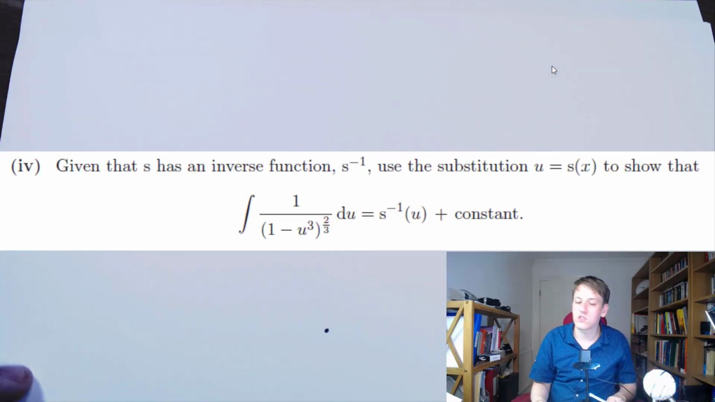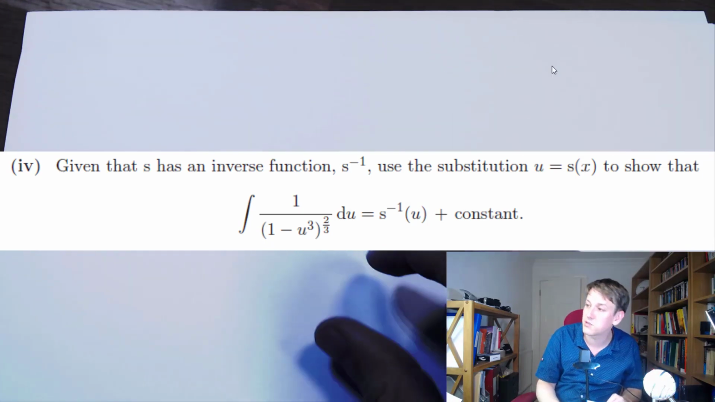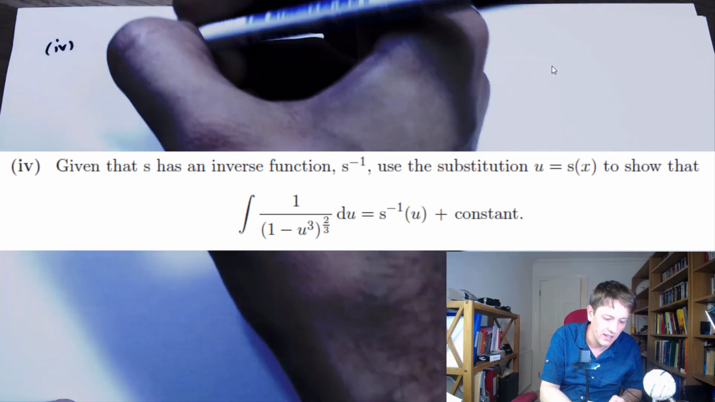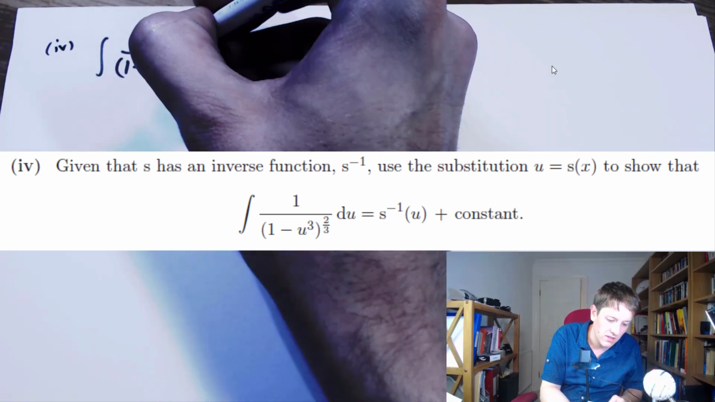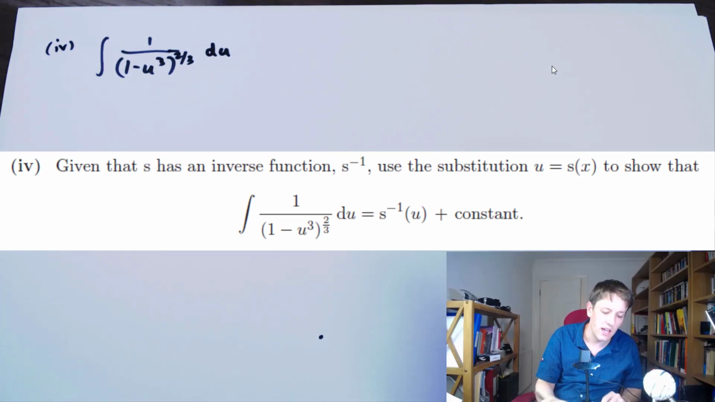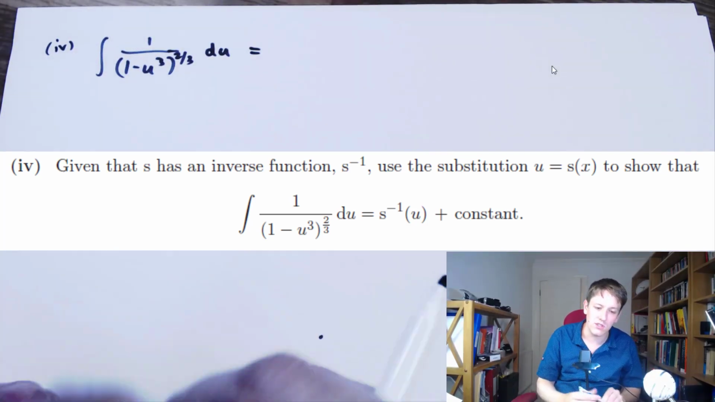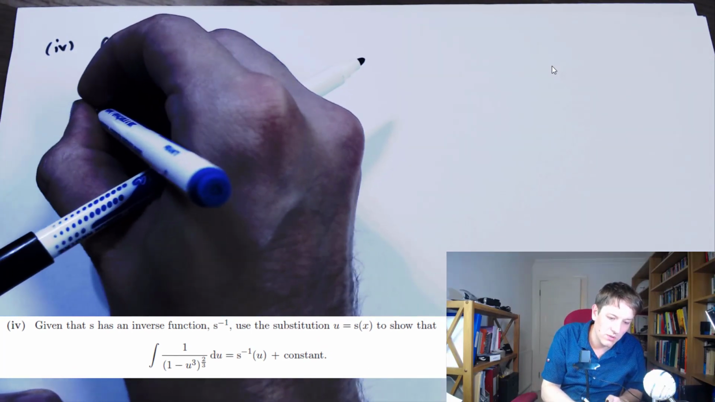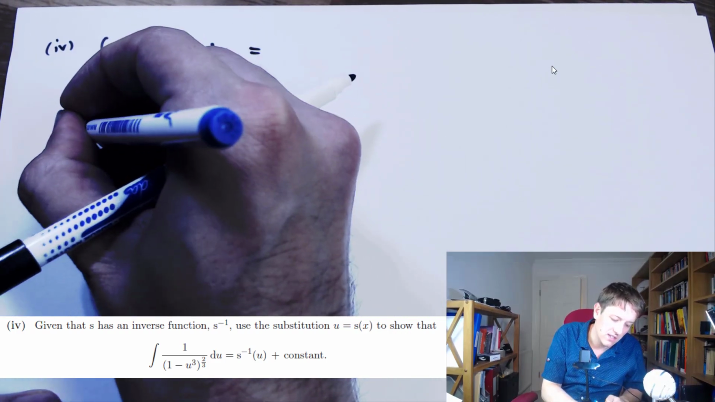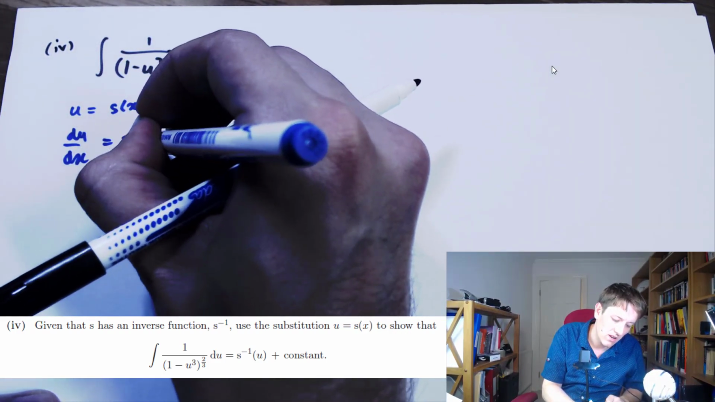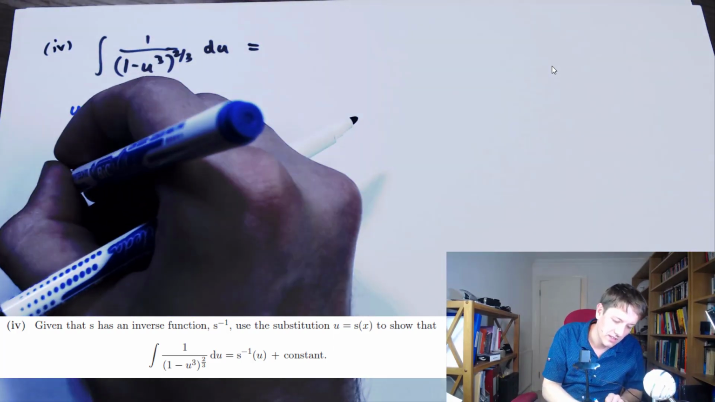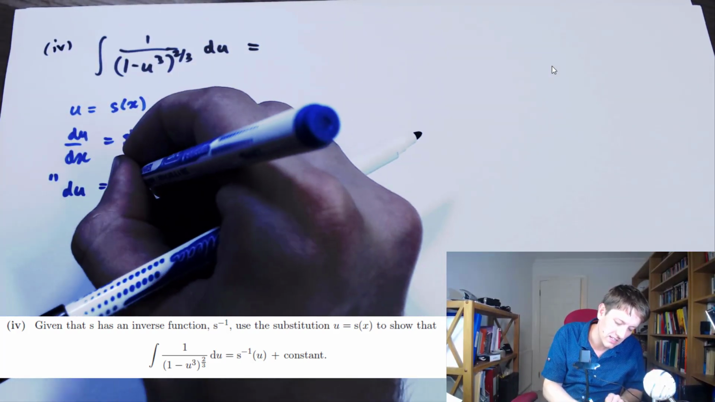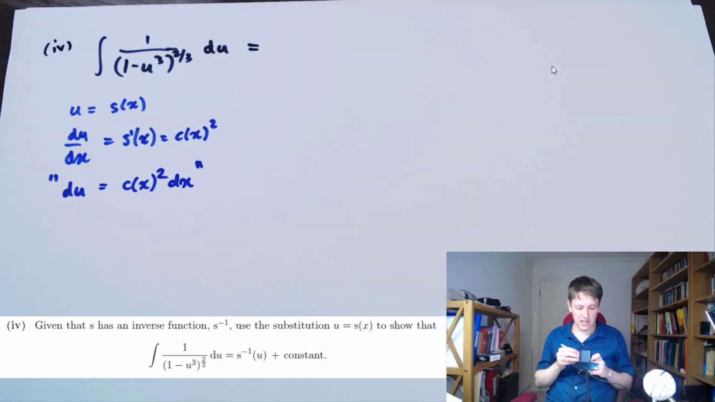Right, so part 4 then, it says given that S has an inverse function, use a particular substitution. So we're actually given at least a little bit of a hint here as to how to go about this, and we want to integrate 1 over 1 minus u cubed to the 2/3 du, using this substitution, right? So that's u equals s of x, so that means du by dx is equal to s primed of x here, which is c of x squared. So using my slightly informal substitution notation, I'm going to replace du with c of x squared dx.